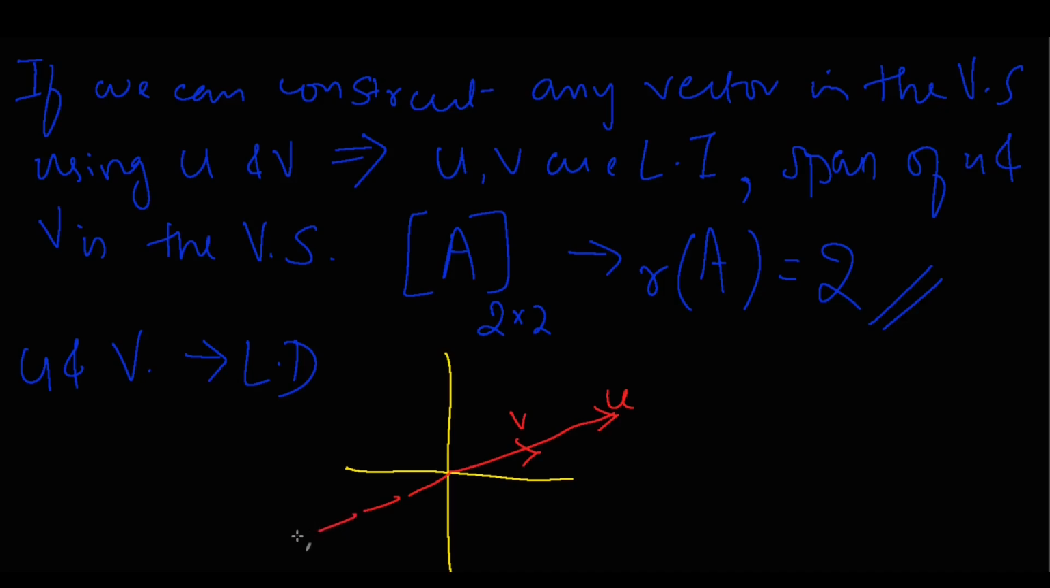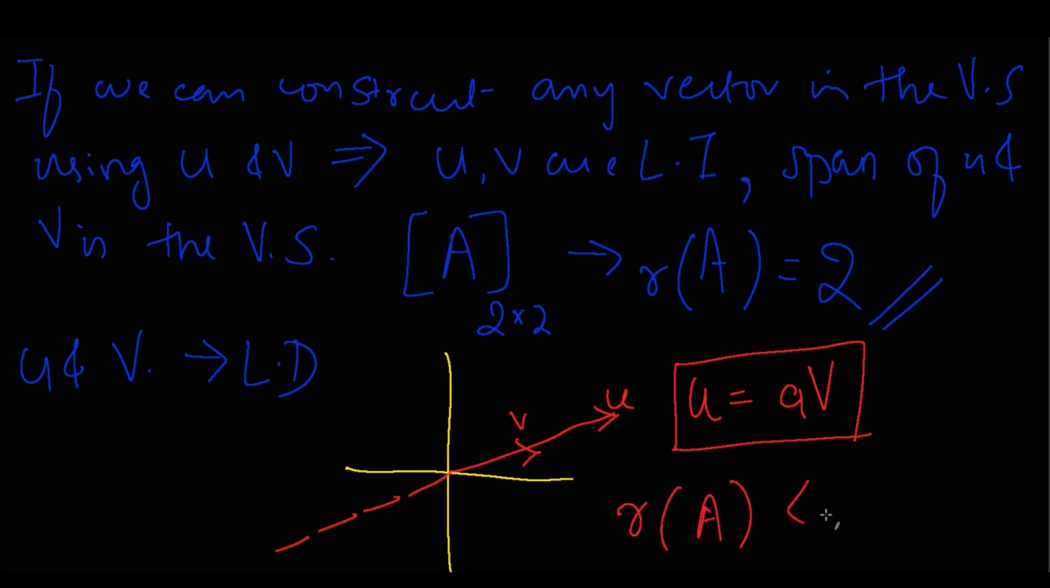and any linear combination of these two vectors will fetch us a vector along the same direction. In this case, we can also say the U vector is same as V vector. So this can be expressed as U is some scalar times V. So if we place these two vectors in a matrix A, then rank of A will be less than two. So I think the idea of rank is clear right now.